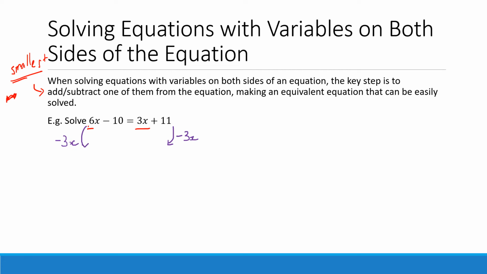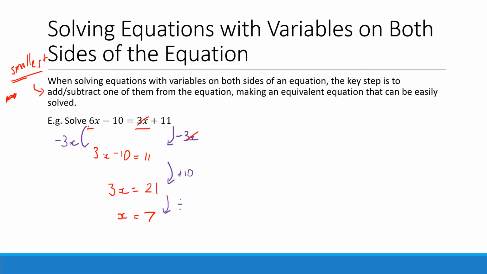So 3x subtract 3x, well, that's going to be 0. So those terms disappear. 6x minus 3x, well, that will be 3x minus 10. That equals 11. And then my rearranging from there is just like all my other equations. So I've got subtract 10 here, so I'll add 10 to my equation, and then finally I'll divide by 3. And there's my equation solved.